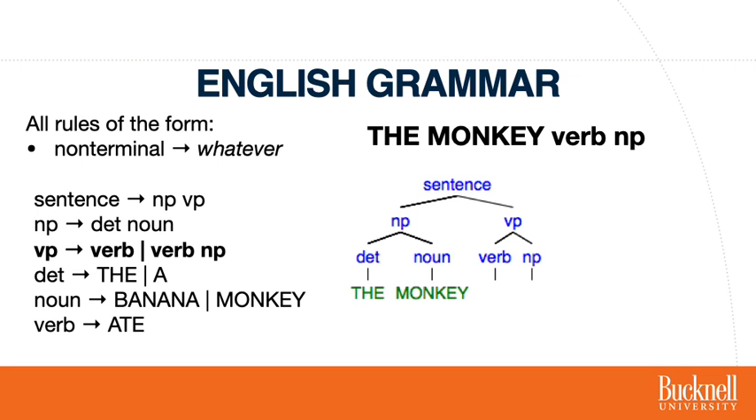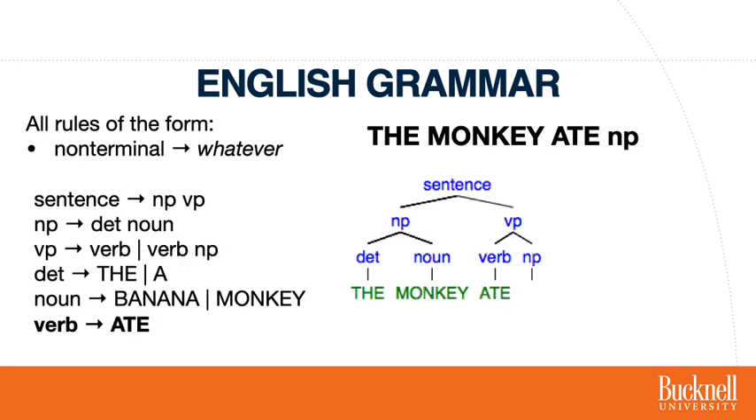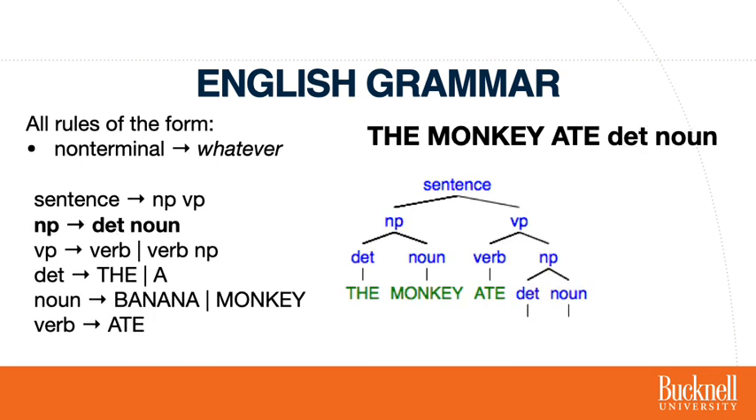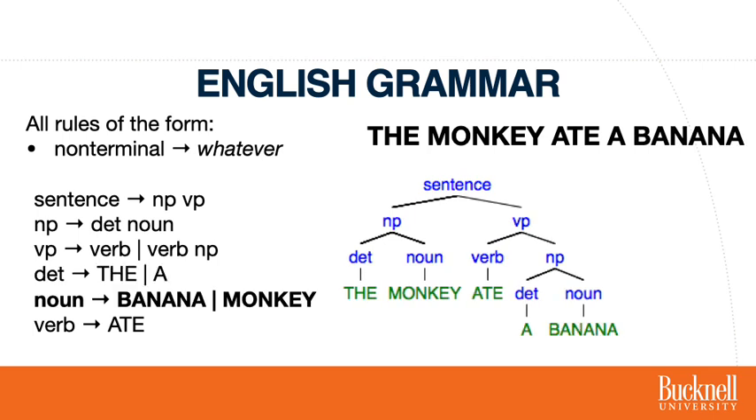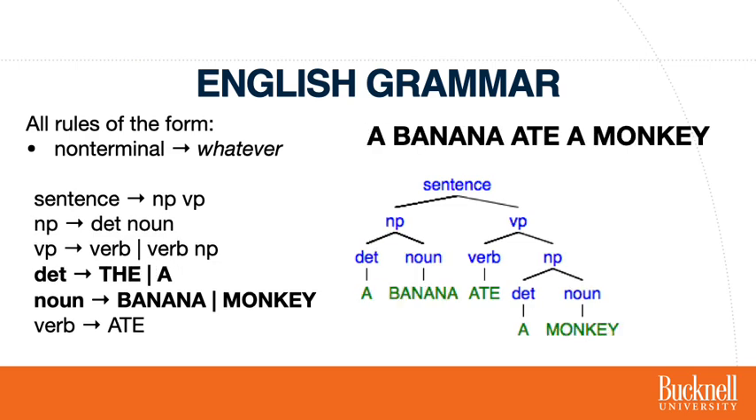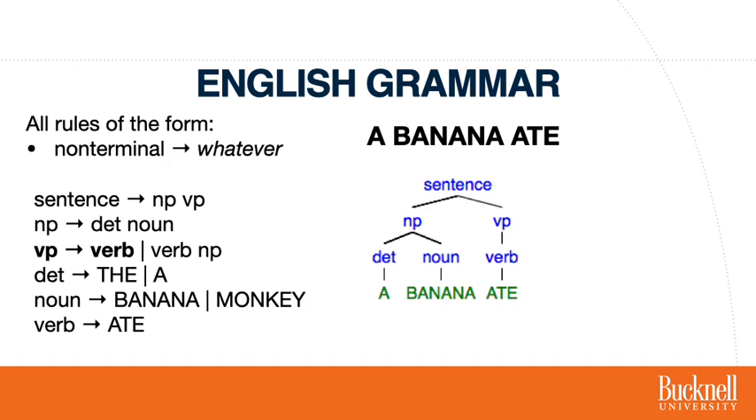the second noun phrase acting as the object of the sentence. Let's do verb and noun phrase. The verb can be replaced by ate, and the noun phrase can be replaced by determiner and noun. Here we have choices again. Let's go with a for the determiner and banana for the noun. We end up with the sentence, the monkey ate a banana. This isn't the only sentence possible with this simple grammar. If we made different choices, we could end up with a banana ate a monkey, or if we didn't want the noun phrase object, we could just have a banana ate.